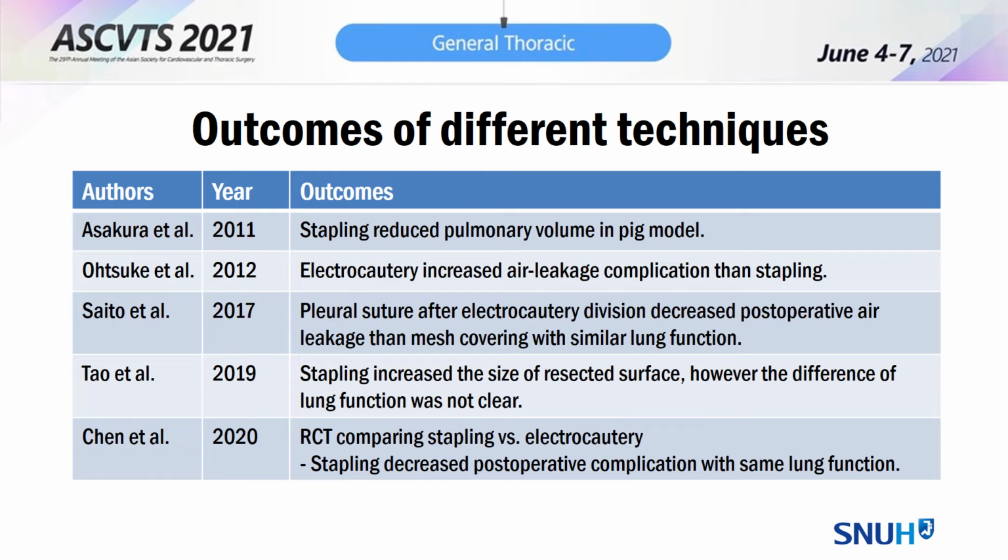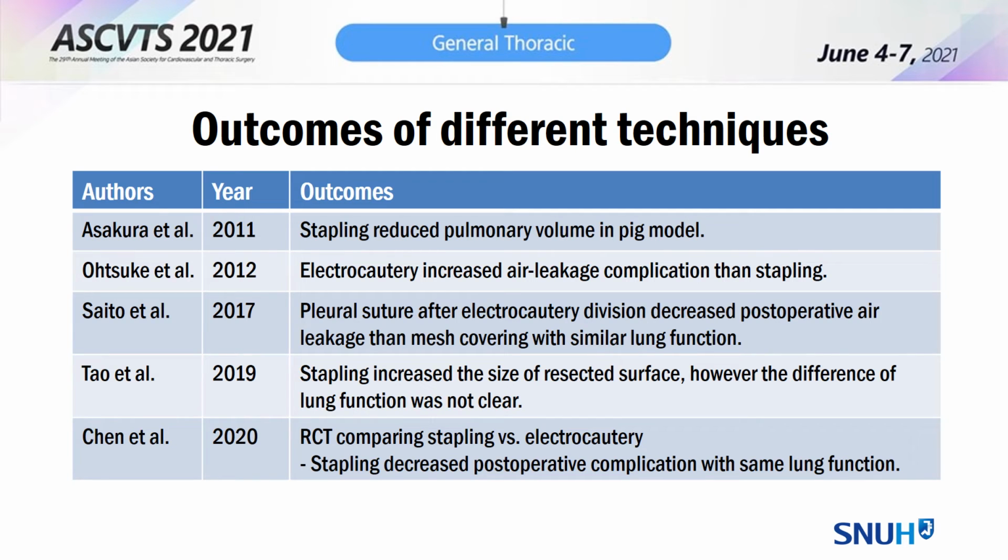In 2017, Saito and colleagues reported a very interesting paper. They just cut the segmental plane and then sutured and approximated the pleura, just like stapling, and compared the air leakage and lung function. They found that the postoperative air leakage was reduced and the lung function was not different.